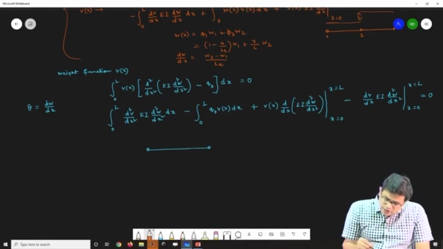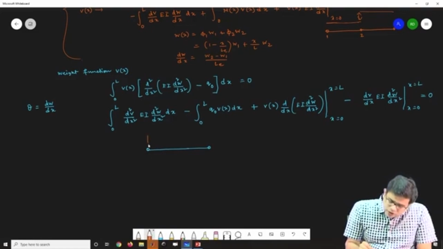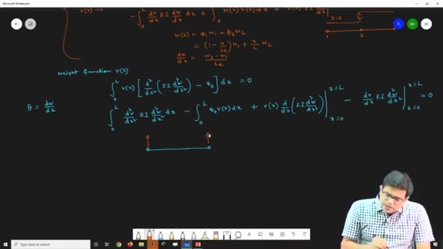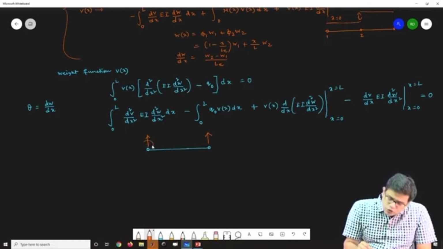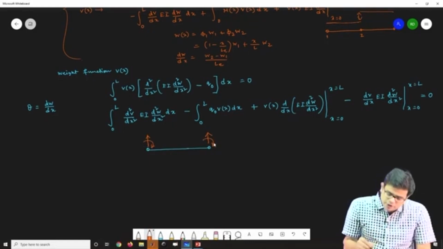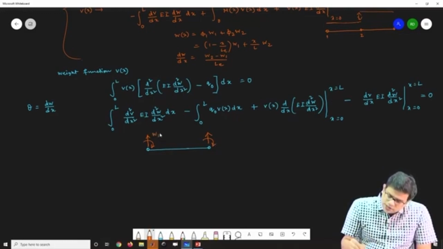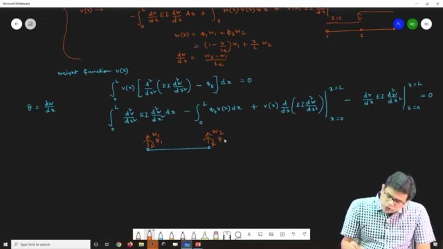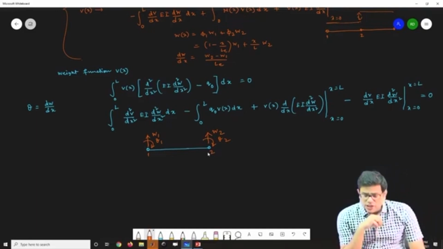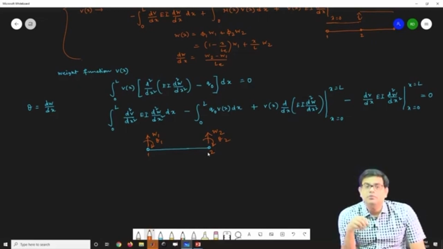And let us draw this. So this is my degrees of freedom. This is nothing but W1, W2, and then this is theta 1 and theta 2. So this is my node number 1 and node number 2. Now in addition to these, these are my primary variables.